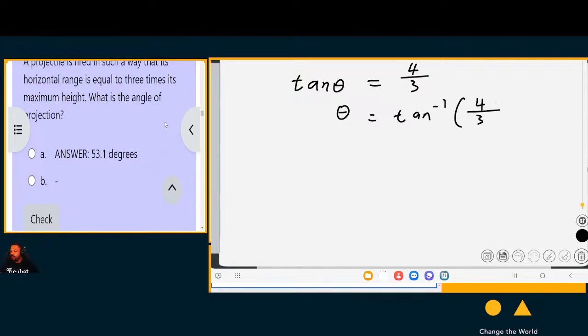4 over 3, and we have that theta is equal to 53, and you can do this by yourself, or I can show you how to do it. You just put in your calculator the inverse tan of 4 over 3, which is equal to 53.1 degrees. Okay, it's 53.1 degrees. That's the angle at which you should fire the cannonball or whatever projectile in order that the range horizontally would be equal to 3 times the height.